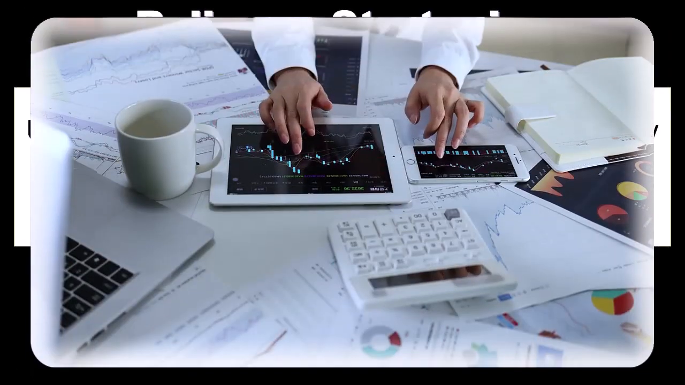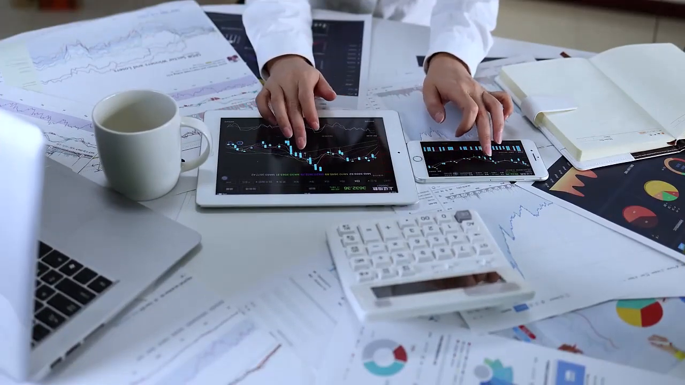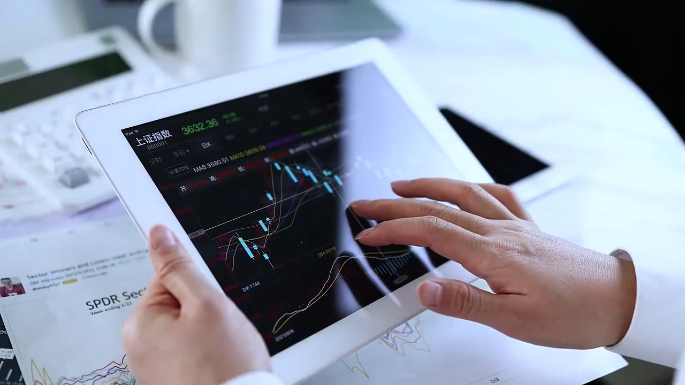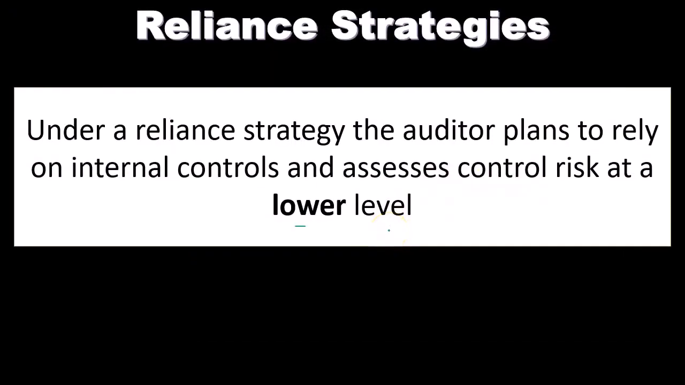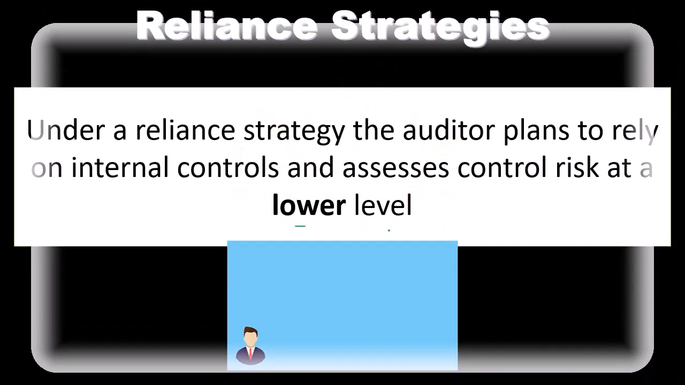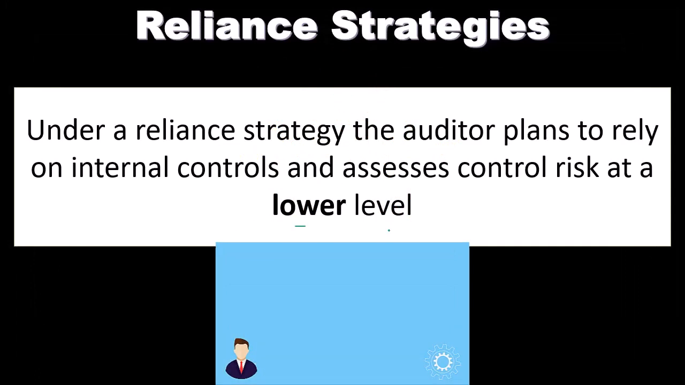So in terms of lower or higher, assessing the control risk at a lower level means we're going to assess the control risk low. What does that mean? It means the risk of the controls not detecting a material misstatement is low, which means the controls are strong. So if the controls are strong, the control risk is low. The risk that the controls being set up, the separation of duties, don't catch the error is low.